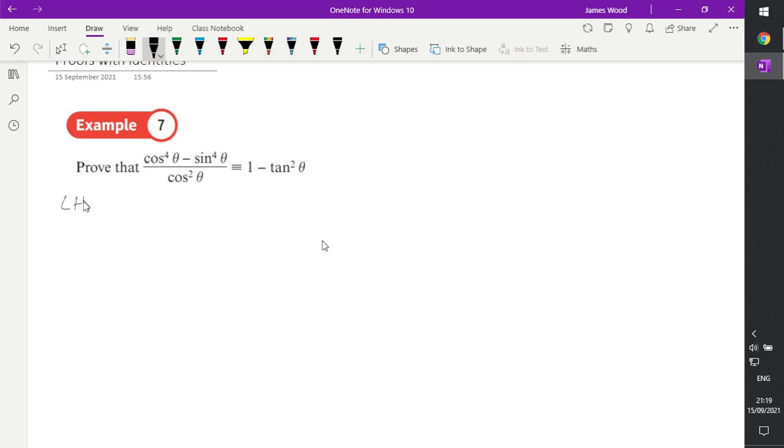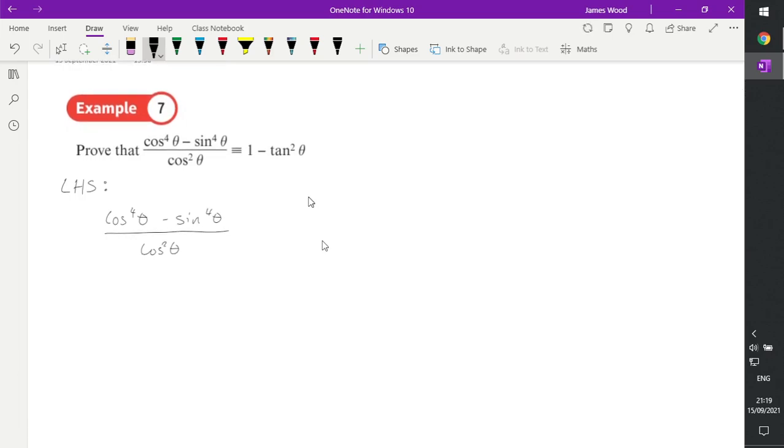So I'm going to start with the left-hand side. So cos to the 4 theta minus sine to the 4 theta over cos squared theta. And we've got to try and rearrange it to 1 minus tan squared theta. The first thing that I've noticed here is the top follows a pattern of difference of two squares. Like when I've got x squared minus 9, I can factorize that to x plus 3, x minus 3. It's that sort of pattern, but it just happens I've got it to the power of 4.